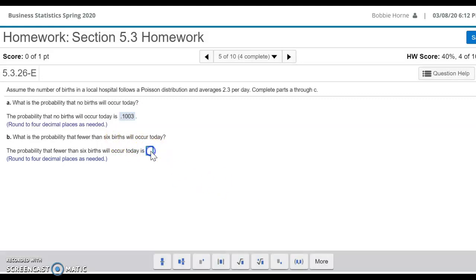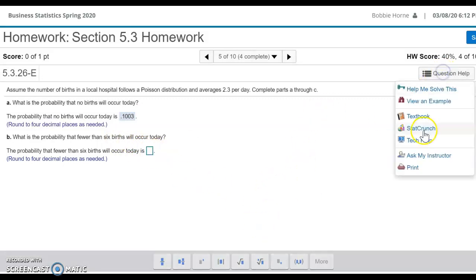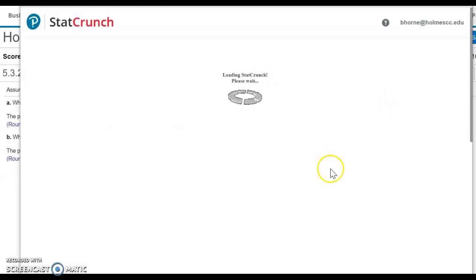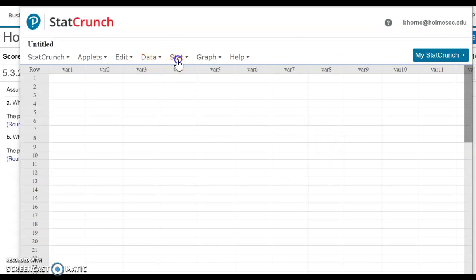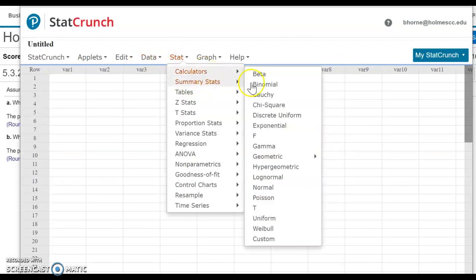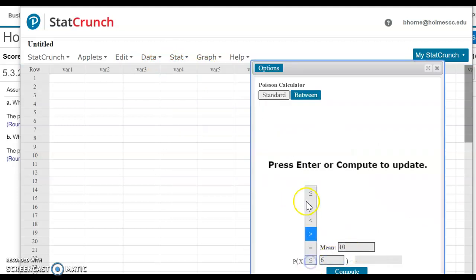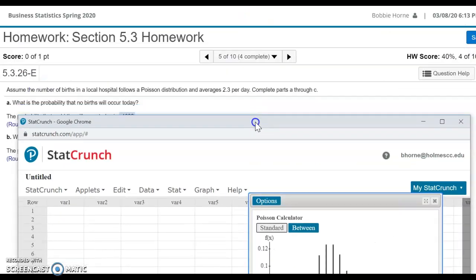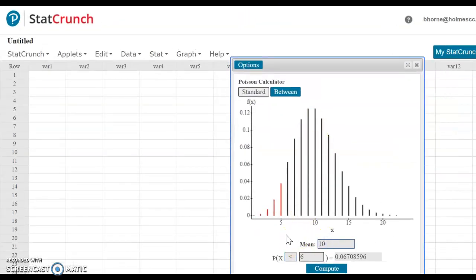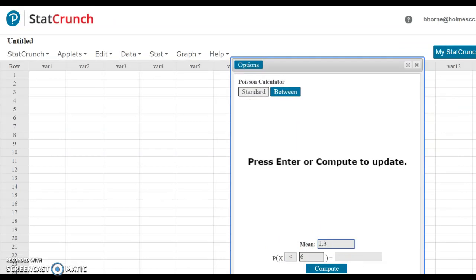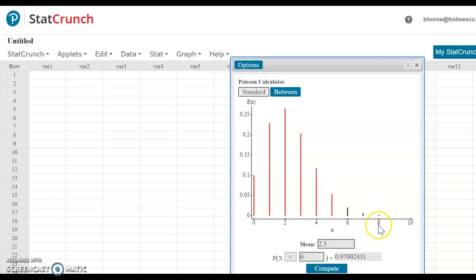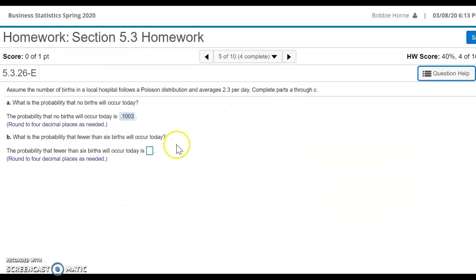The probability that fewer than 6 births will occur today, fewer than 6, so less than 6. So go to Stat, Calculators. We want it to be less than 6, and I think the mean is 2.3. So compute, we would get 0.9700. Let me put that in.